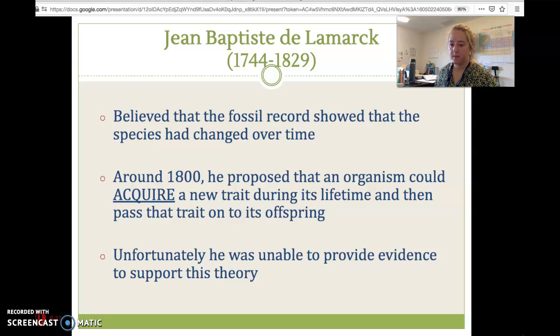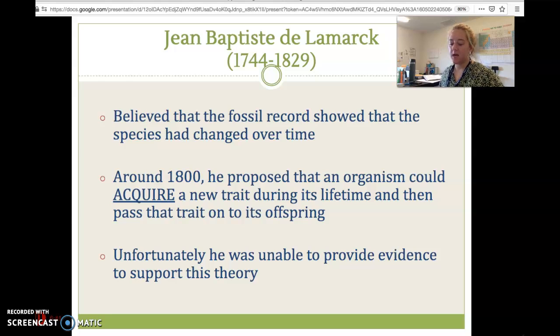and an academic. So around 1800, he proposed that an organism could acquire a new trait during its lifetime and then pass the trait on to its offspring. That's what he called the law of, let me make sure I'm saying this right, the inheritance of acquired characteristics. Unfortunately, he wasn't able to provide enough evidence to support his theory.